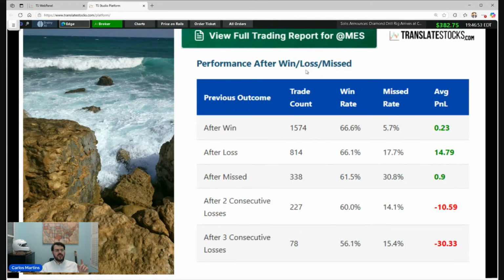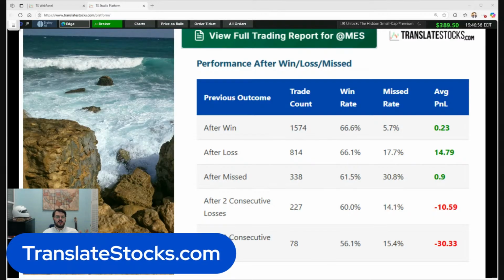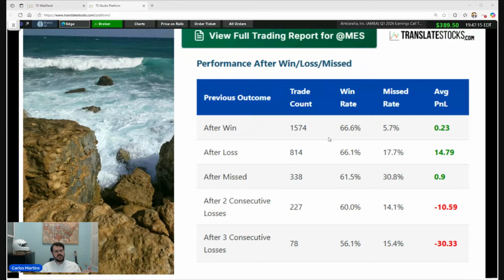We have a report for this on our website. If you go to translatestocks.com, you see the price on rails menu, and inside the menu you have these reports, one for the micro S&P, another for the micro Bitcoin. That's the third strategy that I'm going to tell you today how to use. And this is the report that shows why we are doing this. So on this report, we have what happens after a win, a loss, a missed trade, and 2 losses in a row, 3 losses in a row.